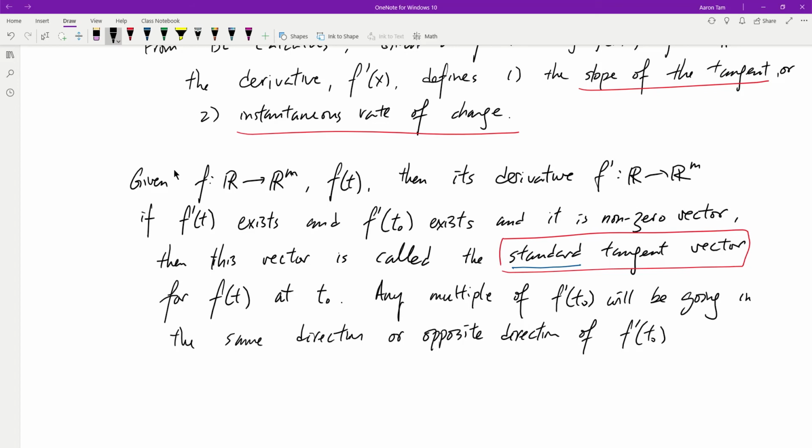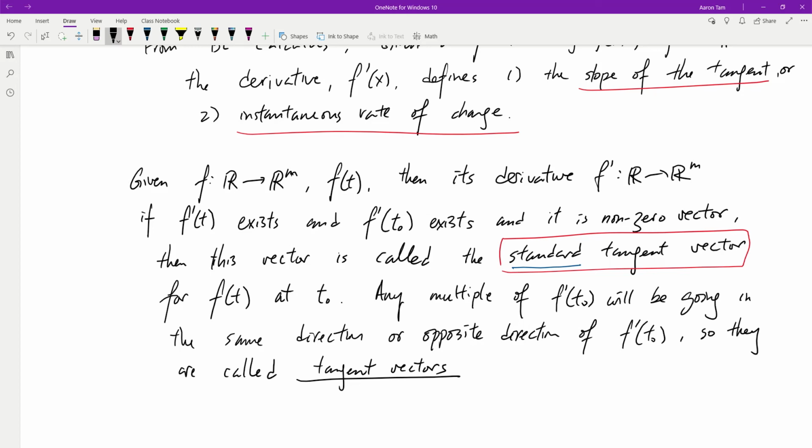So technically speaking, any multiple of f prime would also go in the same direction and therefore become a tangent vector. However, they are not the standard tangent vector. They are called just tangent vectors. So there's a difference between the standard tangent vector versus a tangent vector. The standard tangent vector is what f prime of t sub 0 would be, while tangent vectors are any multiple of that. So there's a slight difference between the two.